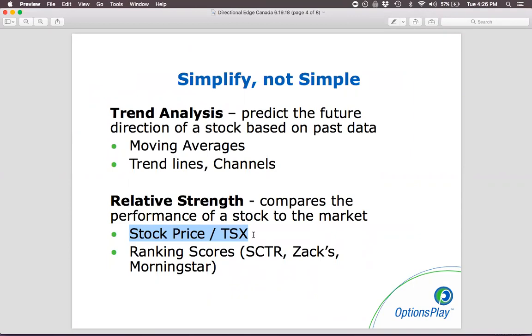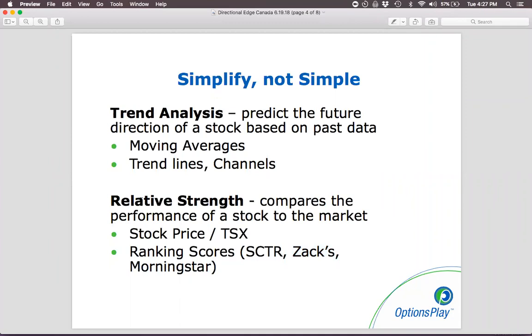Any broad market index, you can compare the stock price to that index and see how it's performing on a relative basis. There are more sophisticated ways to do this, such as ranking models, such as StockCharts' technical rank, Zacks fundamental models, Morningstar, IBD. There's plenty of different other ranking methodologies out there, and they're all also trying to do the same thing. What they do is they rank stocks against each other and tell you how a stock is performing relative to each other.